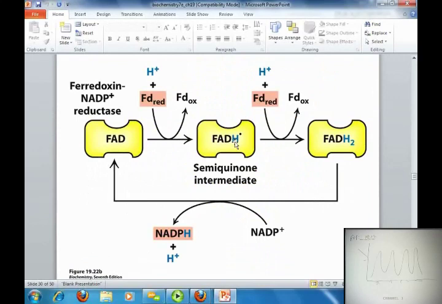You can see the FAD and FADH2, the flavin and the ferredoxin, and then NADP reductase, and these are the coenzymes. This is the semiquinone intermediate, where the reductase converts NADP to NADPH. This is the mechanism of the oxidation reduction pathway.